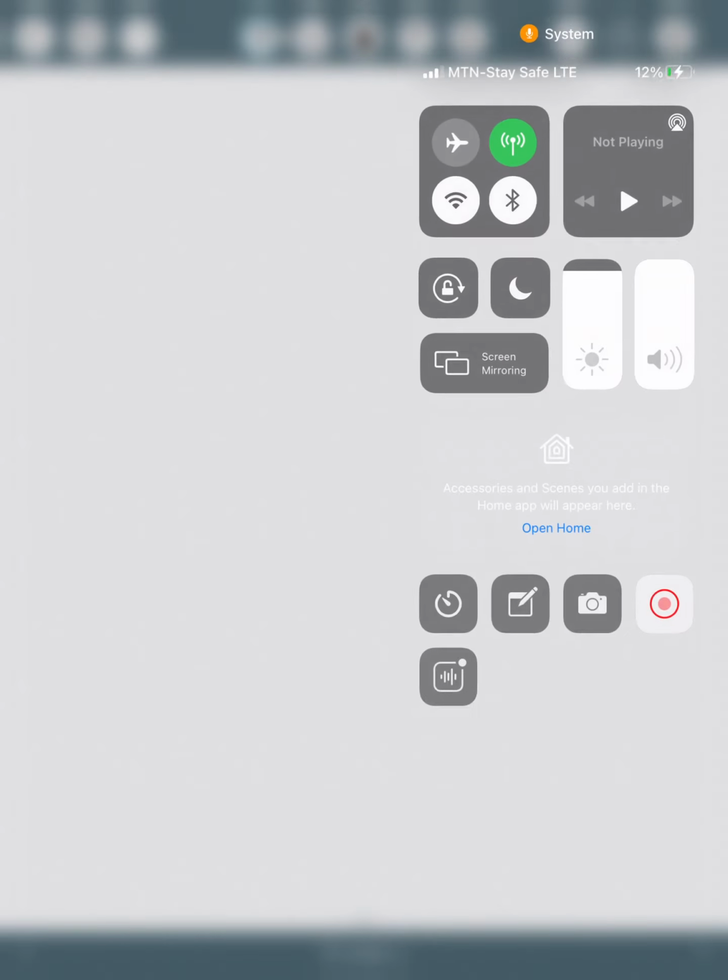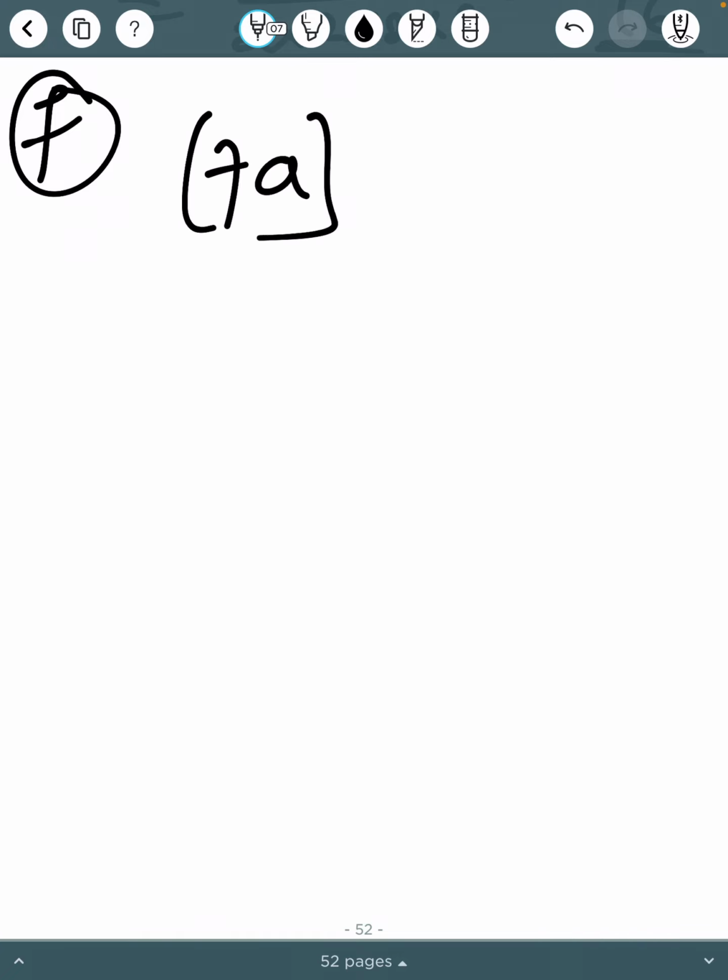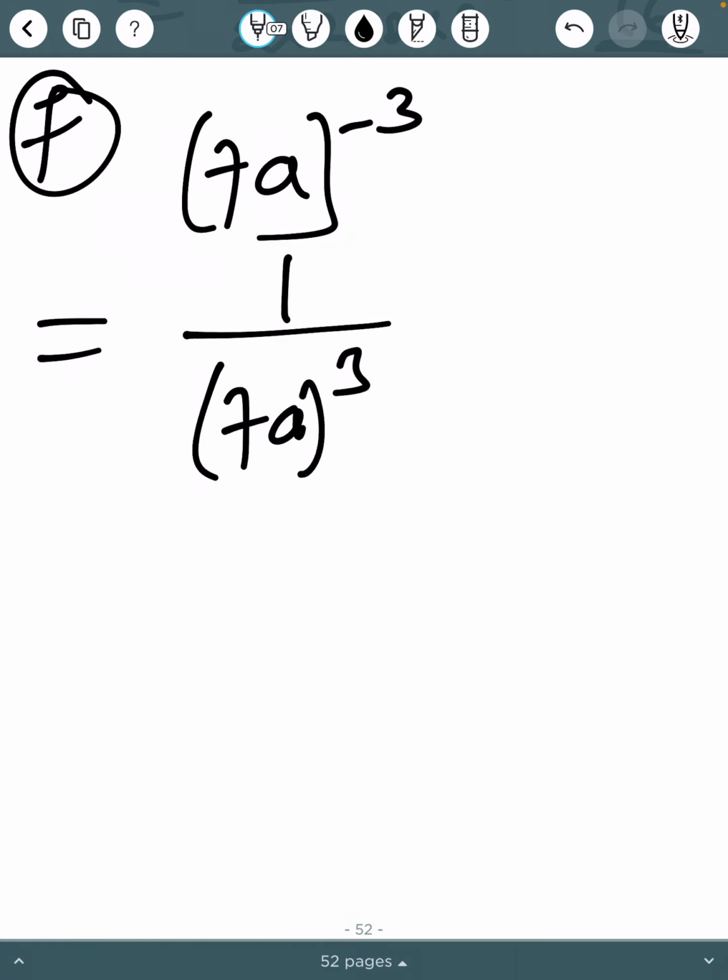Question, let me put it later. Question F is 7a raised to power minus 3. This means the same thing as 1 over 7a raised to power 3. The minus just means inverse. Everything looks the same once you change the minus to 1 and make it inverse. So this will give me 1 over.